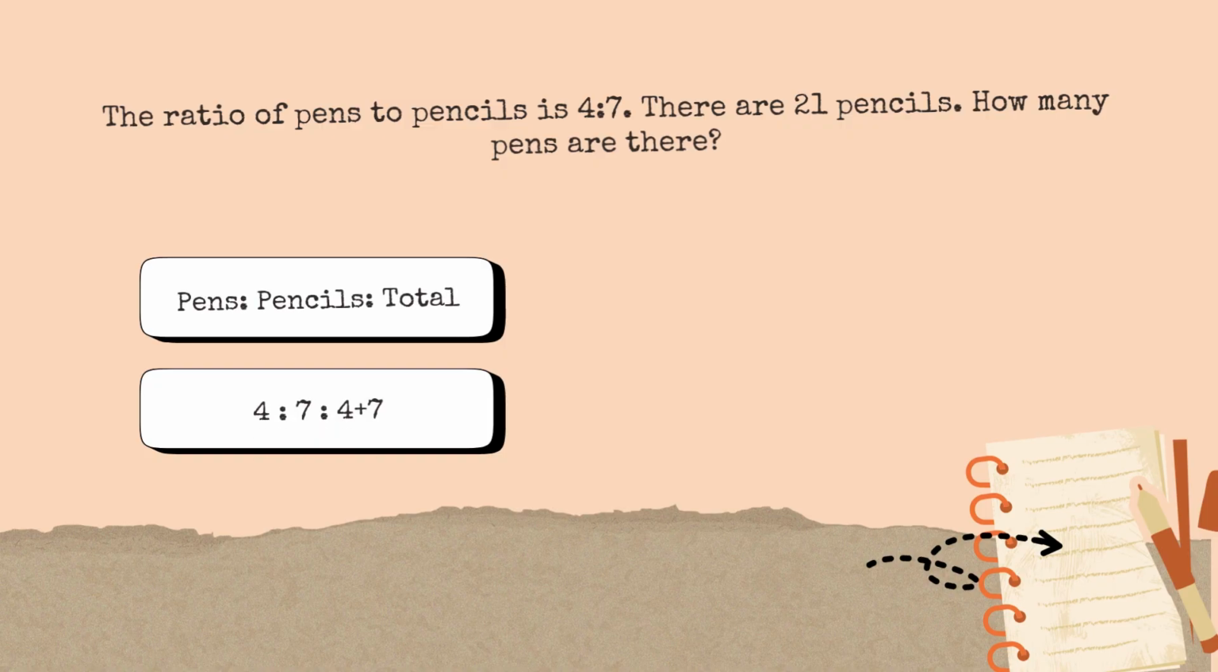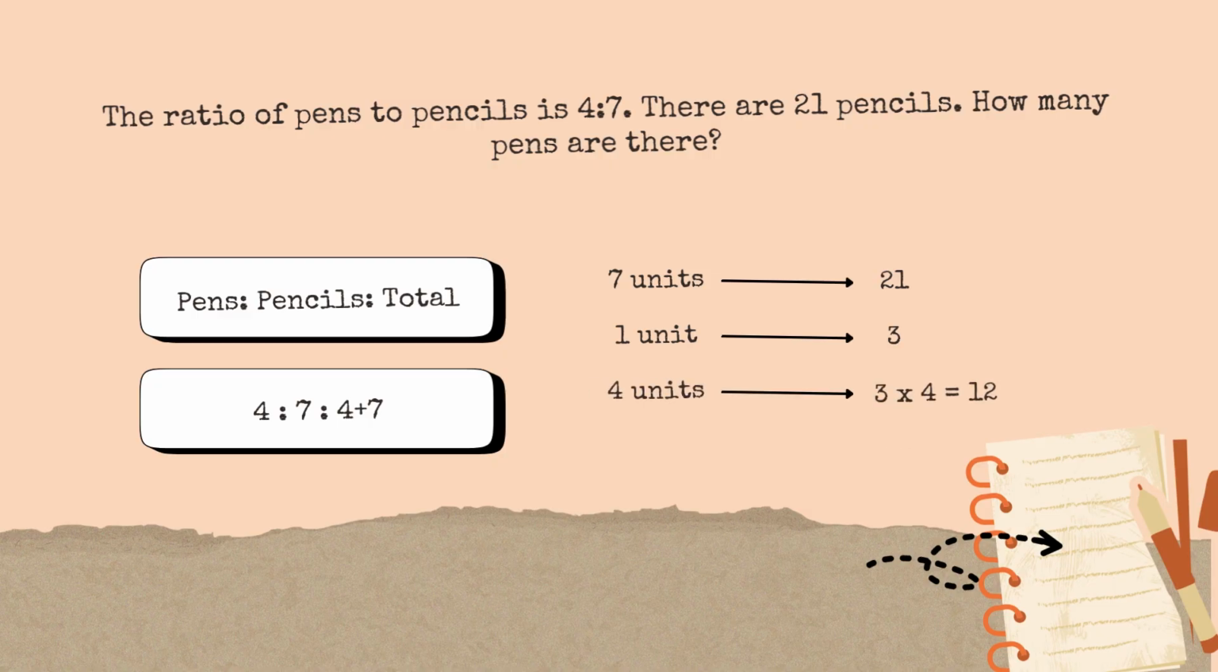So from this ratio, we can tell that there are 21 pencils, which equals 7 units. From here we will just find 1 unit, which is 21 divided by 7, and that gives us 3. Lastly, find 4 units. This gives us 3 times 4 and leaves us with 12.